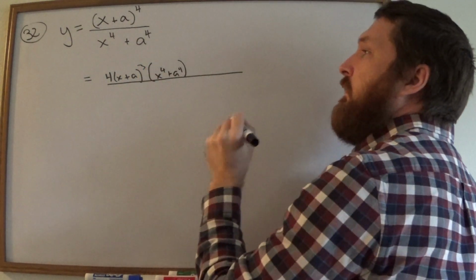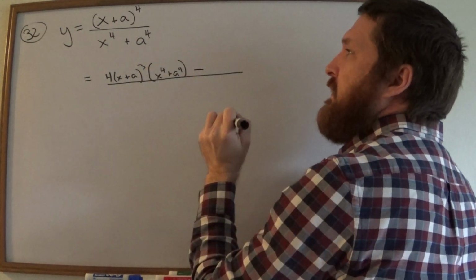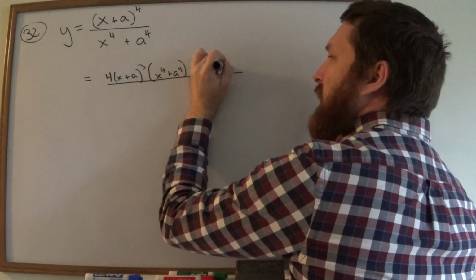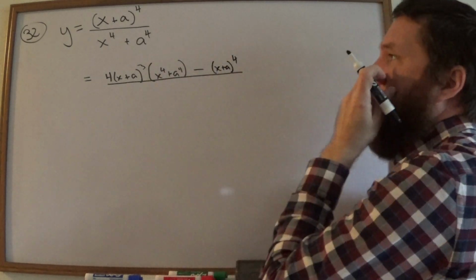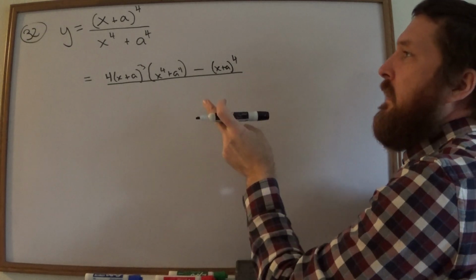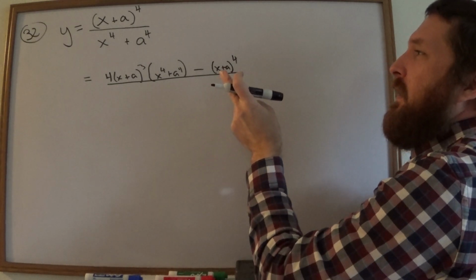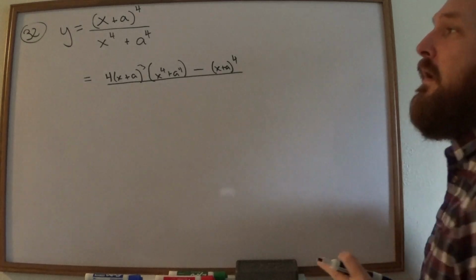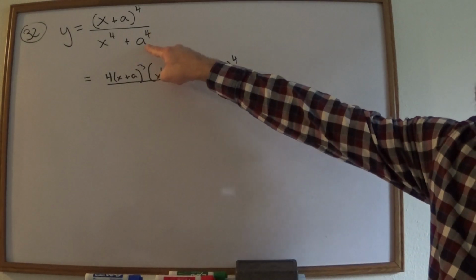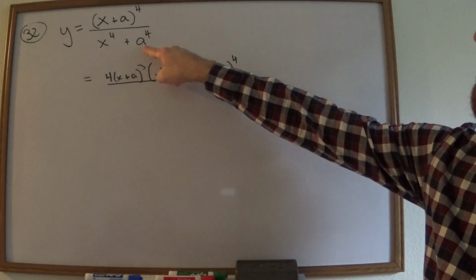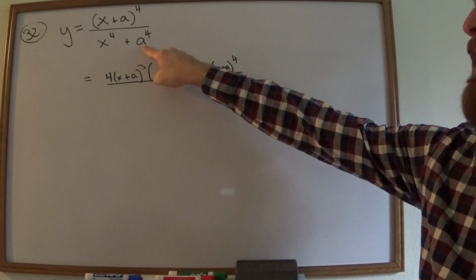And then minus x plus A to the 4th times the derivative of x to the 4th plus A to the 4th, 4x to the 3rd plus 4A to the 3rd. Does the derivative work like this? That's a constant. Yeah, A to the 4th is a constant.